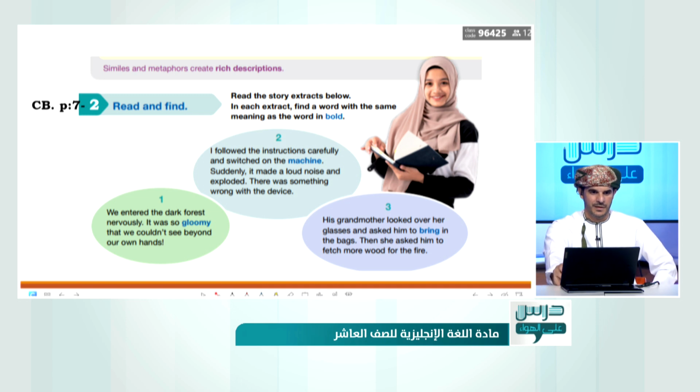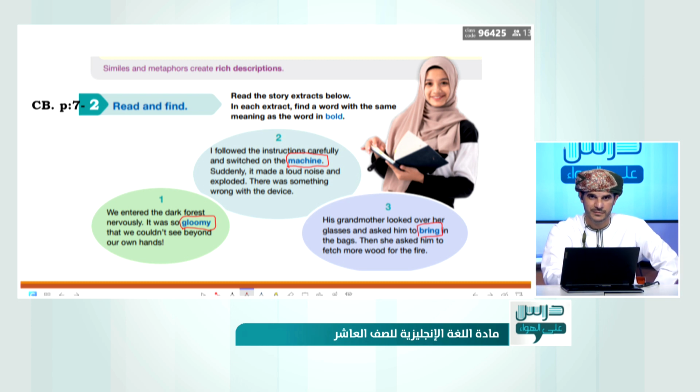Now let's continue to our class book, page 7, activity number 2. Look here, read the story extract. We have some extracts from the story. In each extract, find a word with the same meaning as the word in bold. So find a word that has the same meaning as this one. Machine, gloomy, bring. So with the first one, machine.